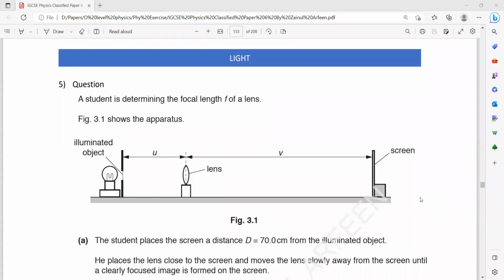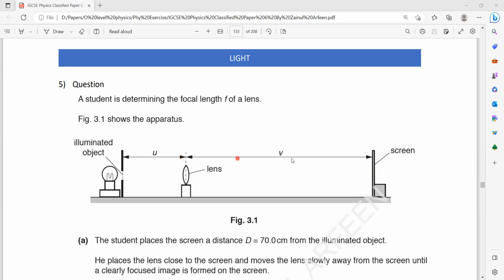So this one is question 5 from alternative to practical light experiments. A student is finding the focal length of a lens, like finding a point where all the parallel light rays converge. Figure 3.1 shows an apparatus: the illuminated object is there, and the lens is placed on the screen. Looking at these distances, we can identify without calculation that the image size will be bigger or larger than the object. Why? Because this distance decides the size.